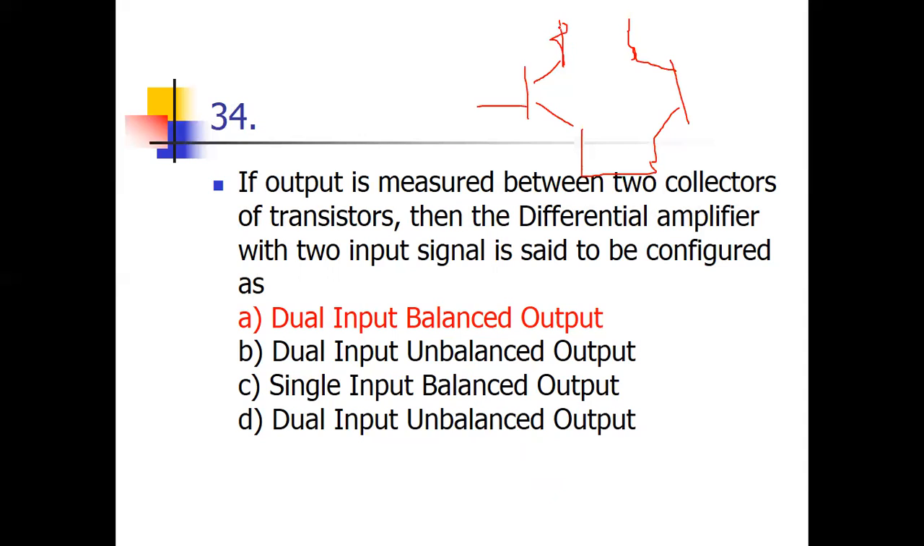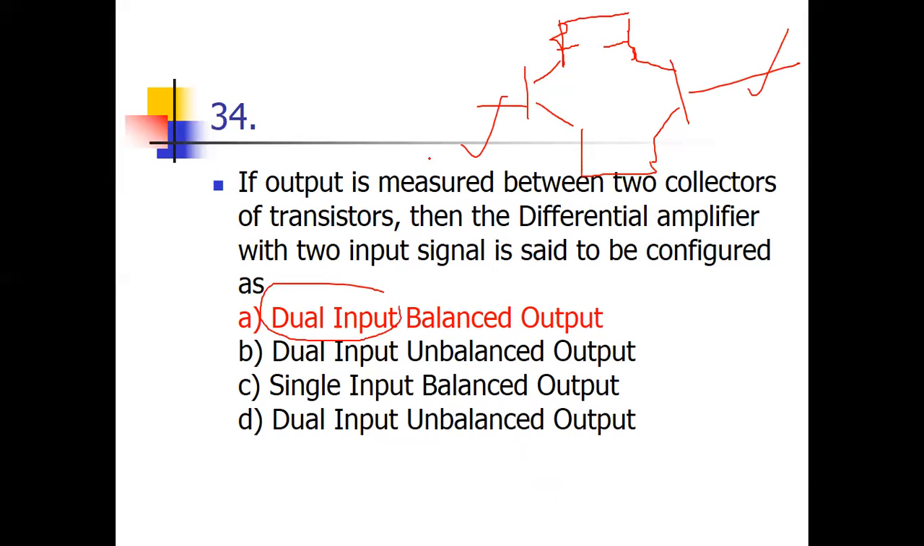RE. This will be RE. Okay, applying inputs at two terminals and we are getting output at two terminals. Differential amplifier means just the difference of input signal. That's it. Differential amplifier means output is the difference of two input signals. But it has four categories: dual input balanced output.